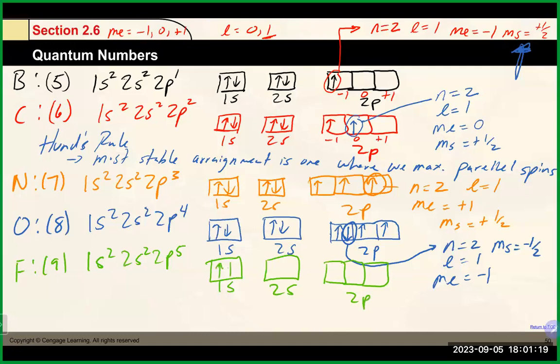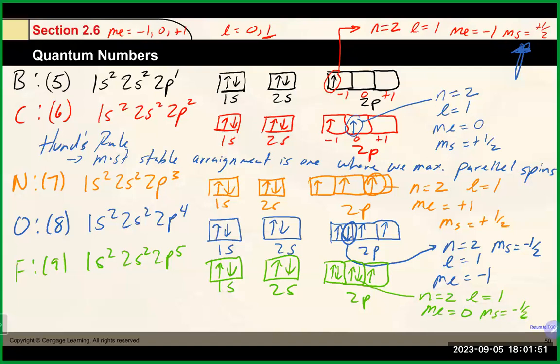So up, down, up, down, up, now down, and down here for our last one in the middle. And giving us our n is equal to 2, our L is equal to 1. Our M sub L is now back to 0 as it's sitting in the py orbital in the middle there, and our M sub S being -1/2.